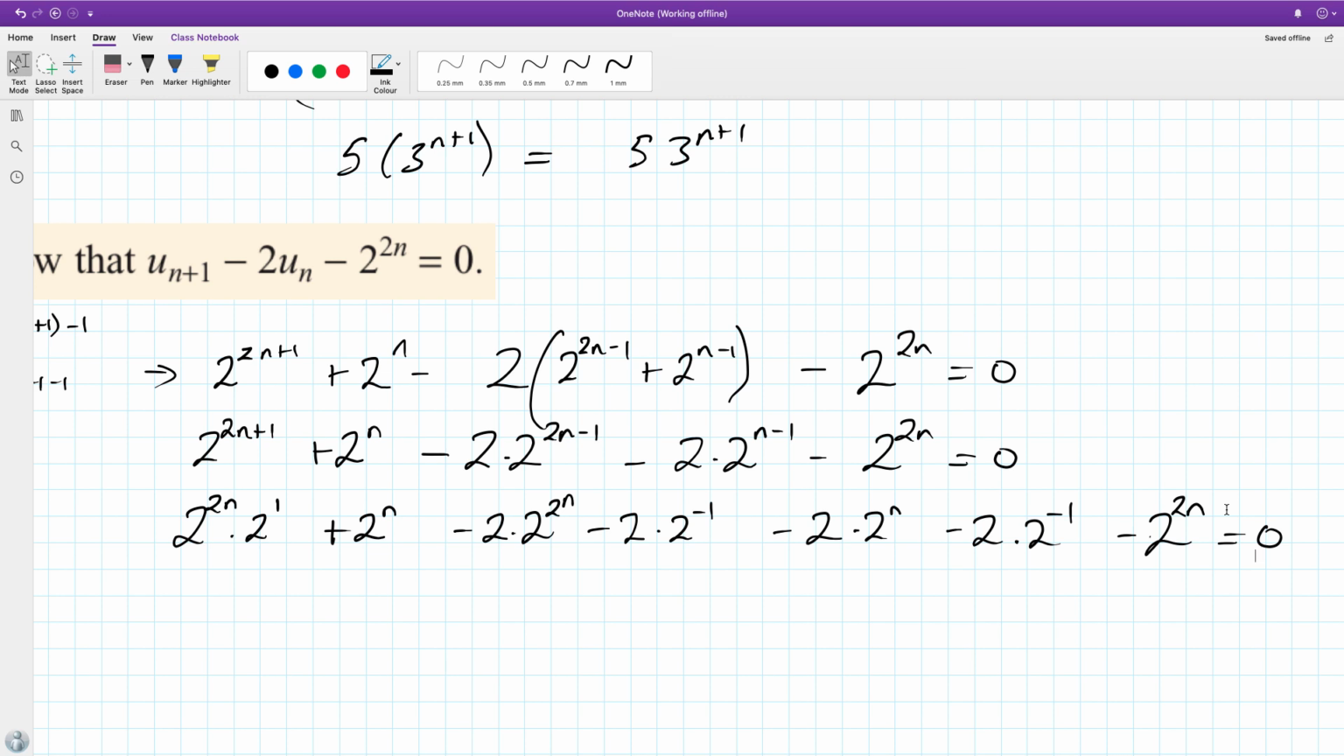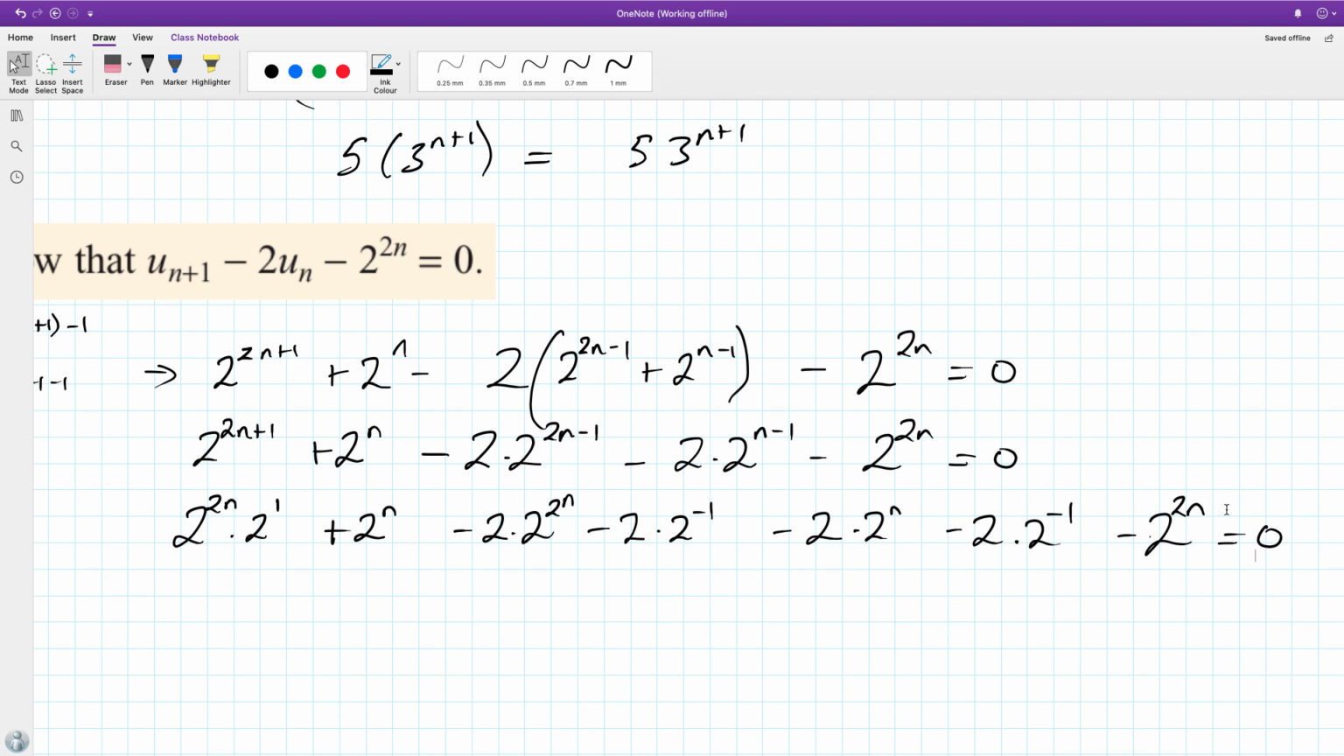Right, just go through that again just so you see what I did. I had 2 to the power of 2n plus 1. I split it up into 2 to the power of 2n by 2 to the power of 1. 2 to the power of n stays the same. I had minus 2 times 2 to the power of 2n minus 1, minus 2 by 2 to the power of 2n by minus 2 by 2 to the power of minus 1. Split it up into 2 different numbers. I had minus 2 by 2 to the power of n minus 1, which would be minus 2 by 2 to the power of n by minus 2 by 2 to the power of minus 1. Split it up into 2. And I had left then minus 2 to the power of 2n. So I just split them up, see if things start knocking.